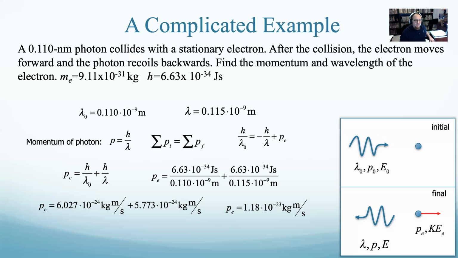If you wanted its wavelength, wavelength is h over p. There you go. If you want its velocity, you could do that too. You could just say p equals mv and plug in the mass of an electron. It'll just be 1.18e-23 divided by 9.11e-31. It's moving at 1.29 times 10 to the 7th meters per second. Debatably, I might have needed to use relativity for this.